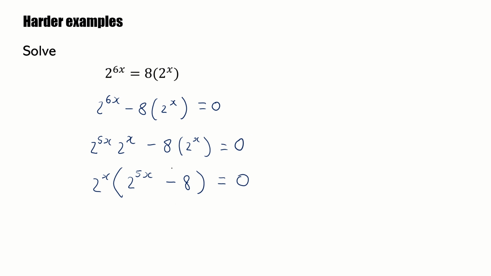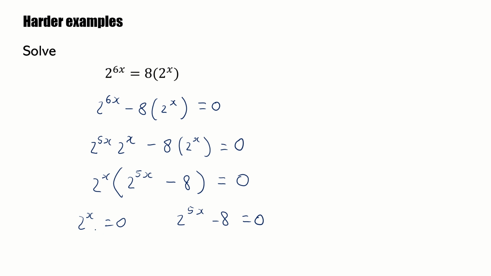And that's helpful because then we're left with the two mini equations, 2 to the power of x equals 0 and 2 to the power of 5x minus 8 equals 0. 2 to the power of x equals 0 actually has no solutions. If you've done some more complicated maths involving things called logarithms, then you have a way of showing why that is.